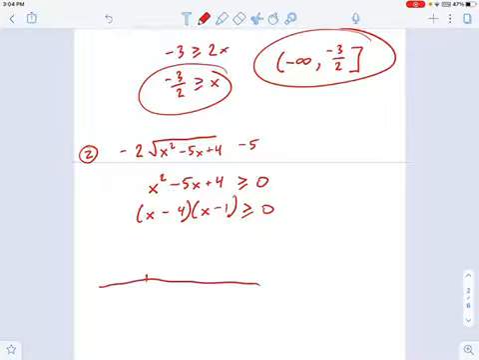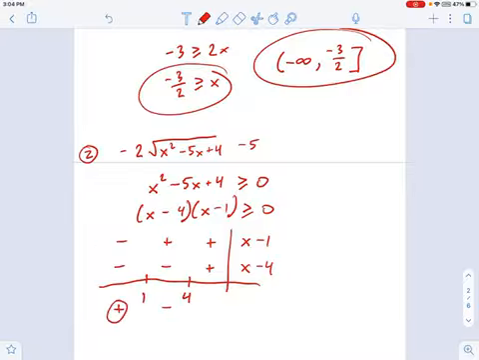I'm going to draw a number line right here, put my x-intercepts on there. I have x-intercepts at 1 and 4. My factors are x minus 1 and x minus 4, which are both positive above 4. X minus 4 is negative below 4. X minus 1 is negative below 1. We multiply out our signs here, and we get the following sign result. Meaning, where is this positive?